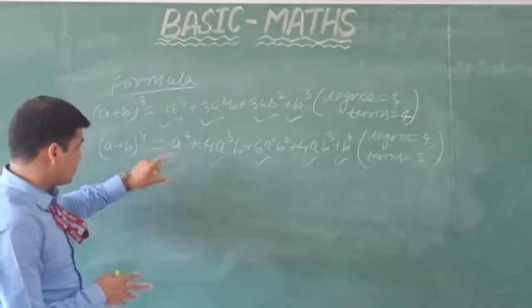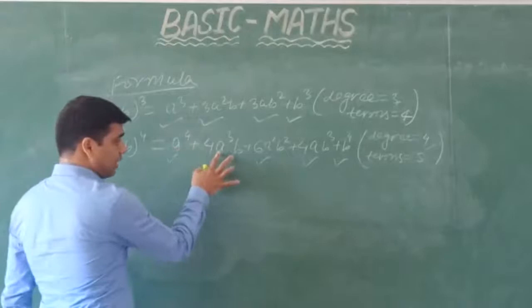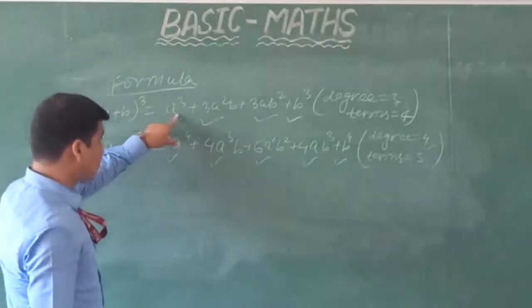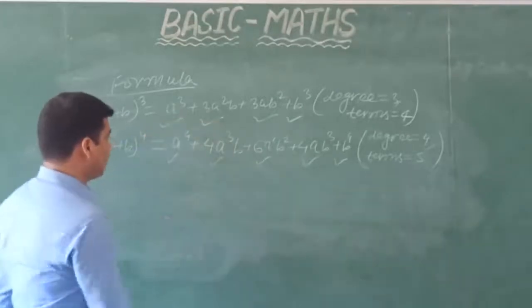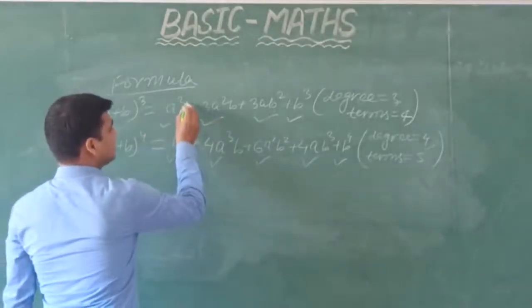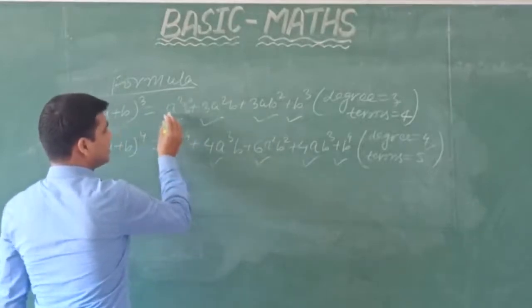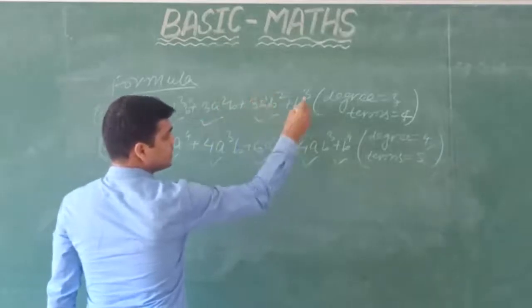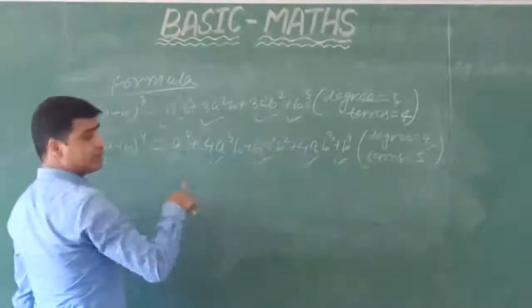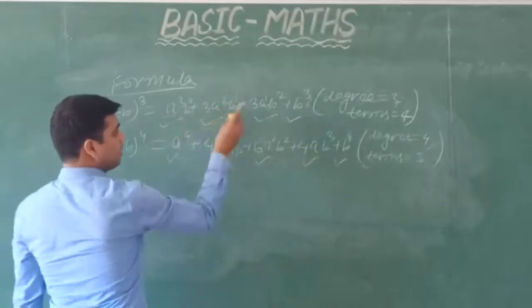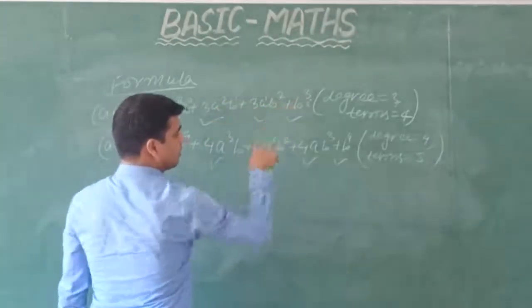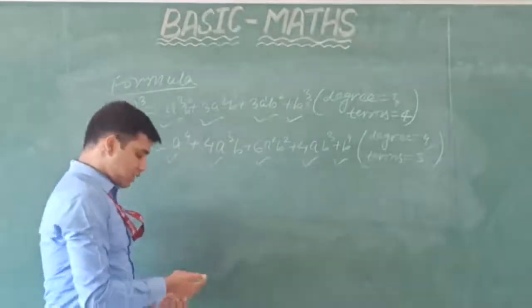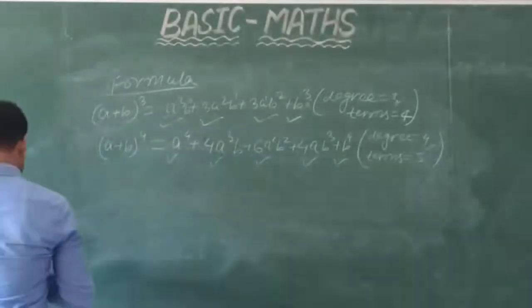Okay, but see this here, a raised to power 4, a cube b, and one more thing you can notice here: the power of a is decreasing and the power of b is increasing. Here what is the power of a? Nothing is there, so you can write 0. So see this here, a power 3, a power 2, a power 1, and here nothing is there, it means a raised to the power 0. What is the power of b here? 0, b power 1, b power 2, b power 3, meaning the power of a is decreasing and the power of b is increasing.